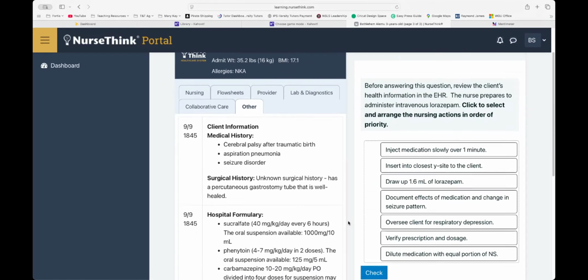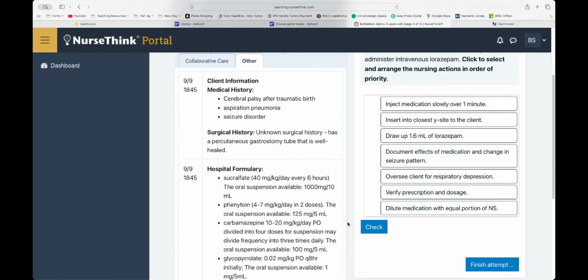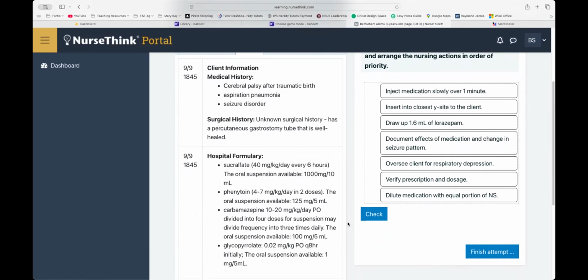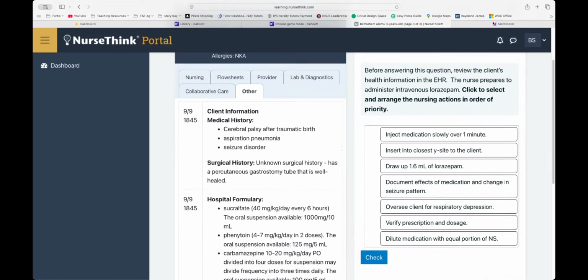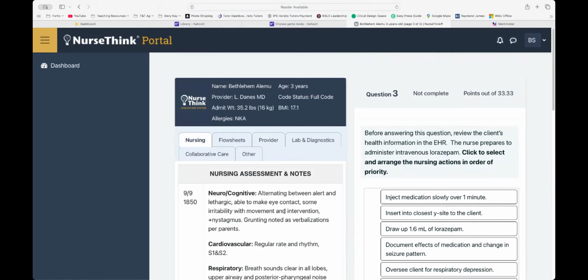Looking at his medications, we can see that he is on multiple seizure medications here that are not controlling his seizures very well based on that report. So let's look at his assessment here.